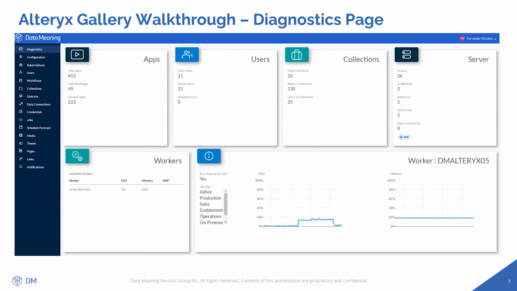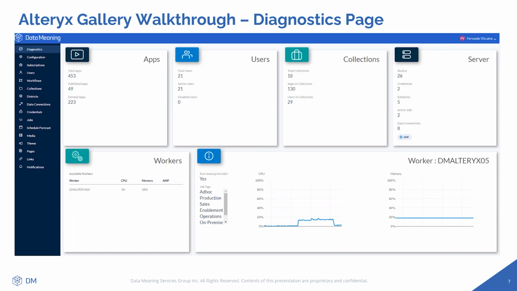Collections are the folders that you can create to share workflows. You can see how many collections you've got, how many apps you've got in collections, and how many users in the collections you have. There are also some statistics about the server itself, like how many studios you have, shared credentials, how many schedules have been created, active jobs, and data connections. And you're also going to see if the AMP engine is available or not, so if it's enabled on that server.